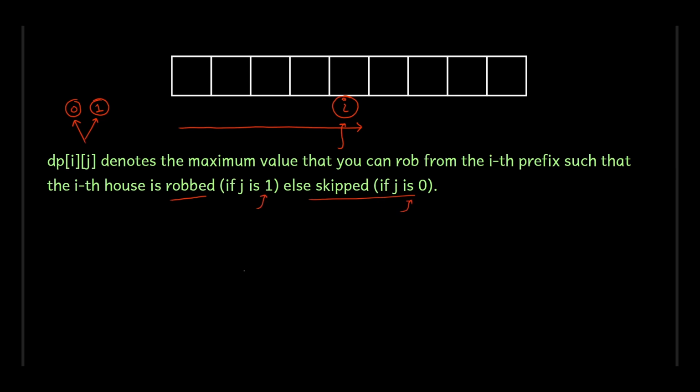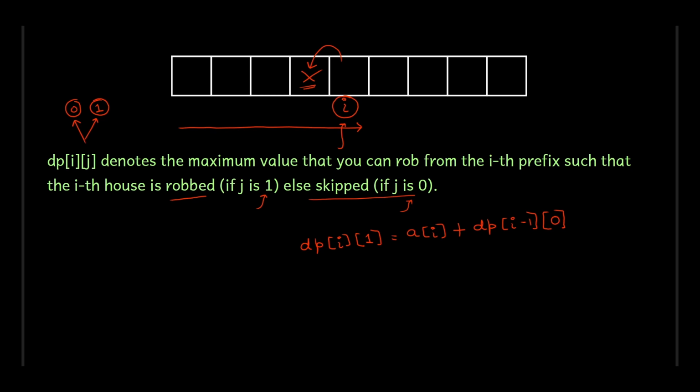Now let's quickly write down the DP transitions. So first you decide to rob the ith house. So that would mean DP of i comma 1. So if you decide to rob the ith house, how much value would you get? So robbing the ith house will give you this much profit. But then if you decide to rob the ith house, you cannot rob its left neighbor. So you have to take the contribution from DP of i minus 1 and you have to necessarily skip the i minus 1th house.